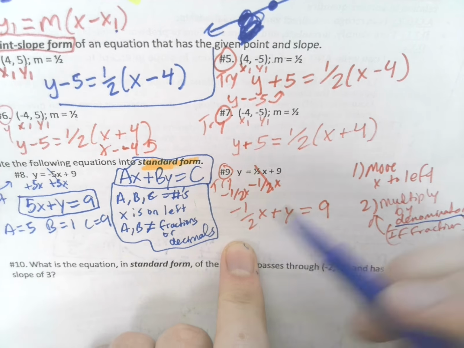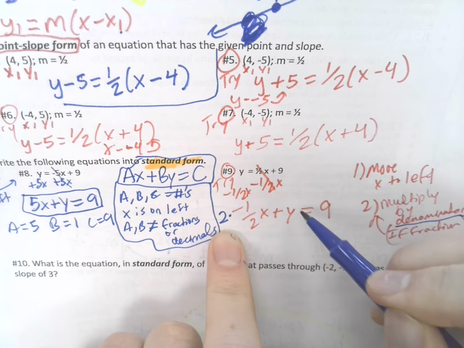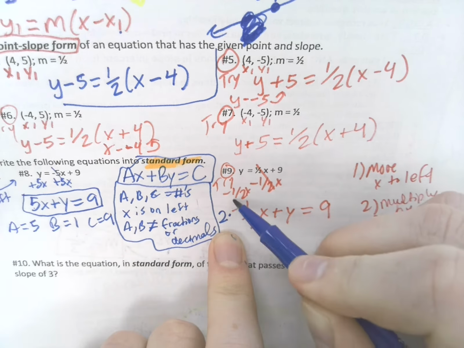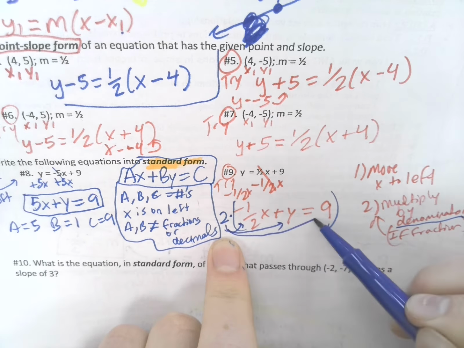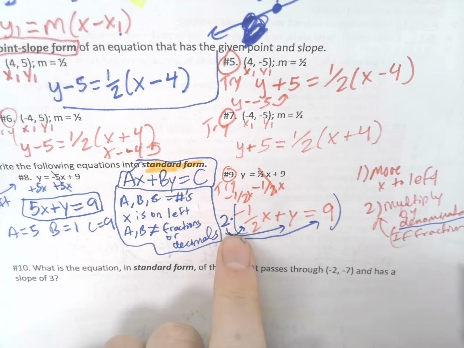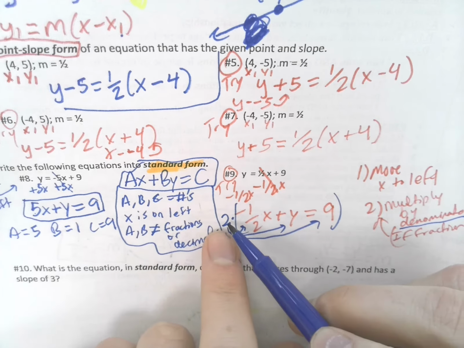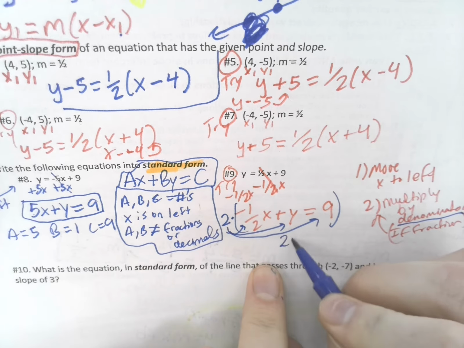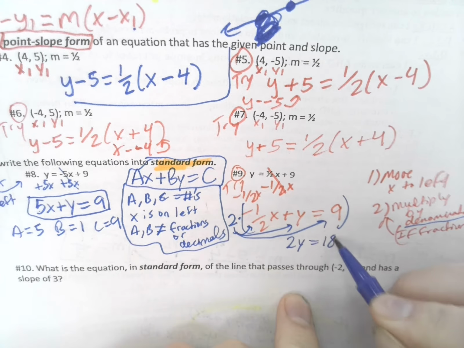That'd be 2. So we're going to multiply by 2. Now the problem is you can't just multiply this. You got to multiply this and this. That 2 goes to everything. So fun fact, let's do the easy ones first. We know 2 times y, 2y, 2 times 9, 18.